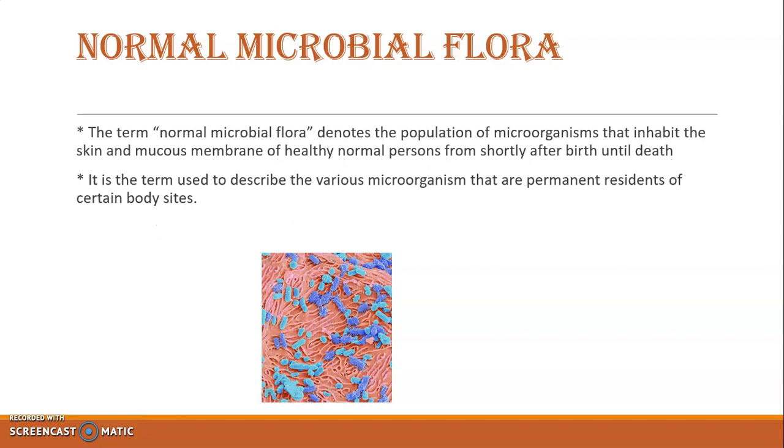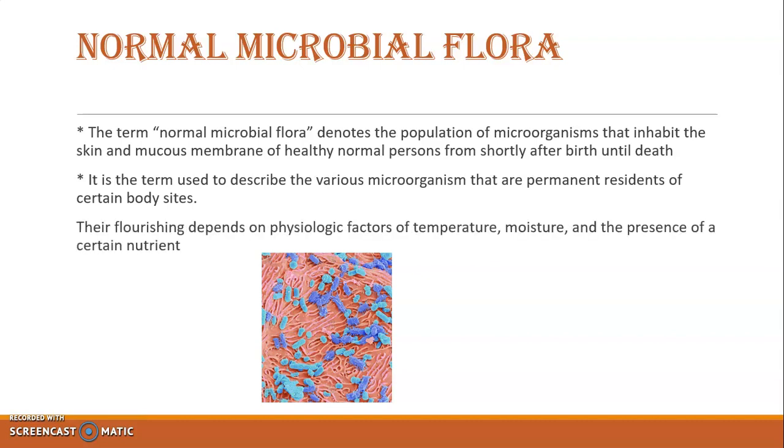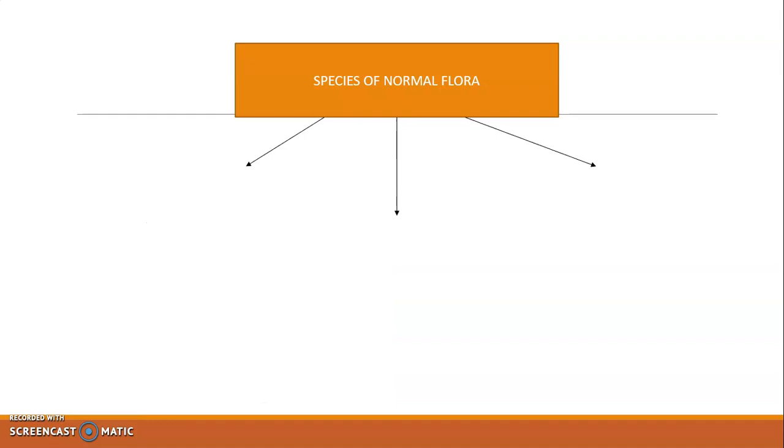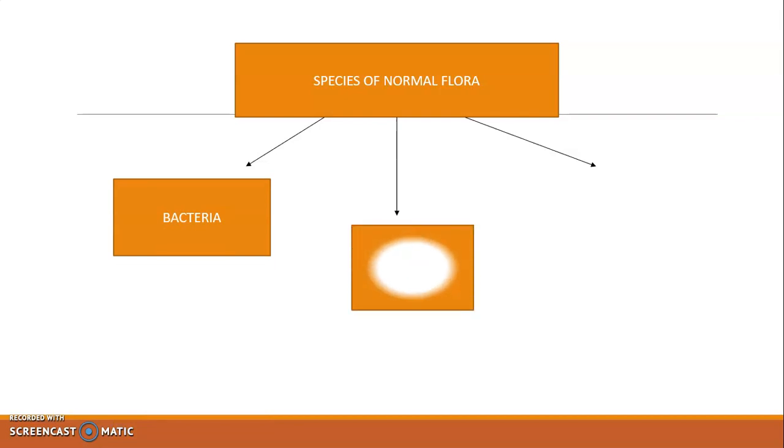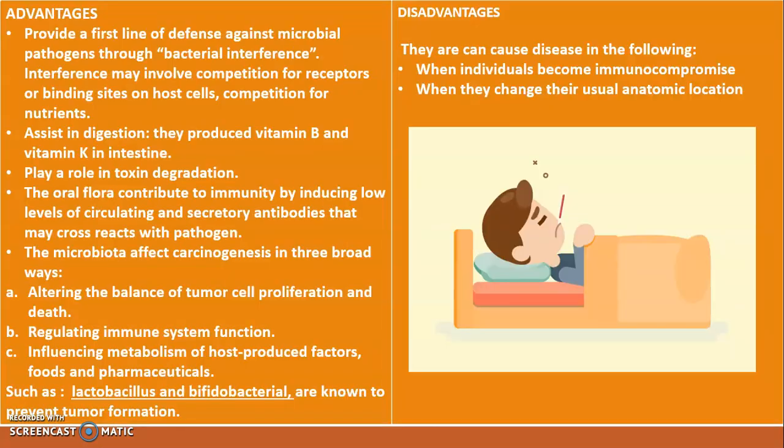The term normal microbial flora denotes the population of microorganisms that inhabit the skin and mucous membrane of a healthy normal person from shortly after birth until death. It is the term used to describe the various organisms that are permanent residents of a certain body site. Their flourishing depends on physiological factors of temperature, moisture, and the presence of certain nutrients. Normal flora include bacteria, fungi, and also viruses.